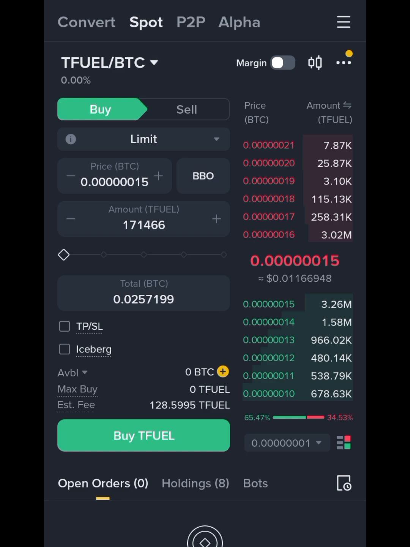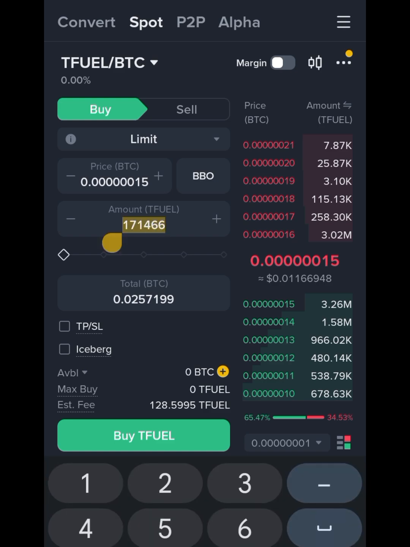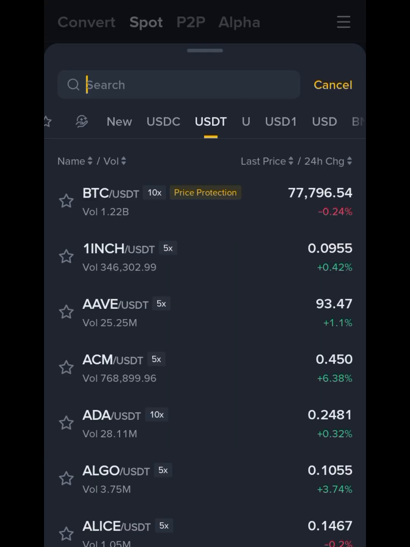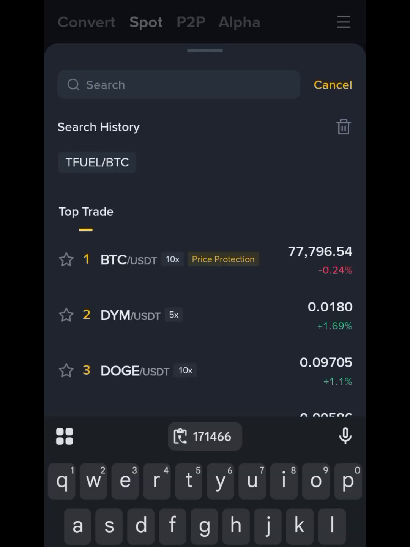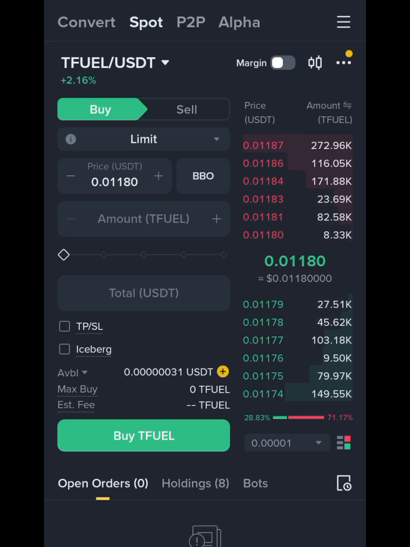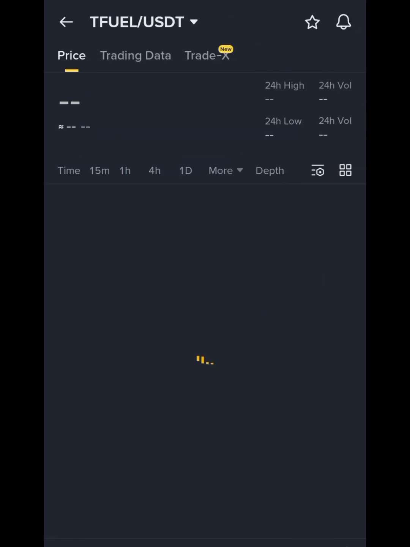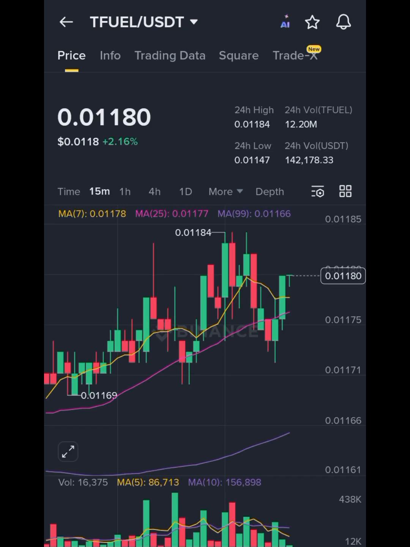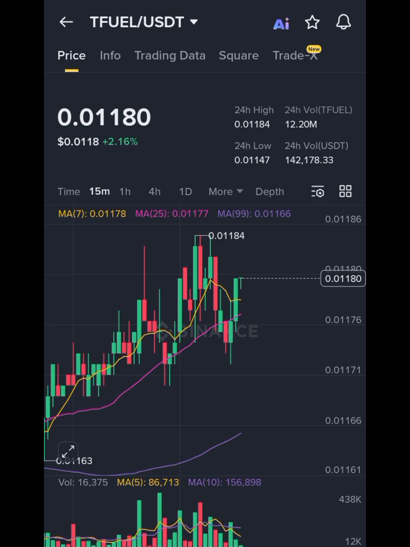Now let's go over to where we'll be selling. We got 171k TFUEL, so we'll be selling this TFUEL now to USDT. The price on TFUEL is actually increasing. Let's just check the volume here, the 24 hours volume, and see whether it meets the criteria. Basically, the 24 hours volume on TFUEL is 12 million, and the 24 hours volume on USDT is 142k.